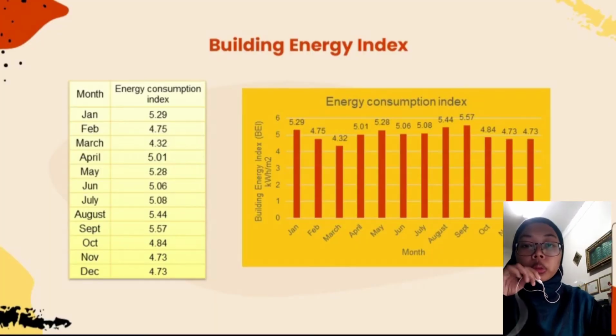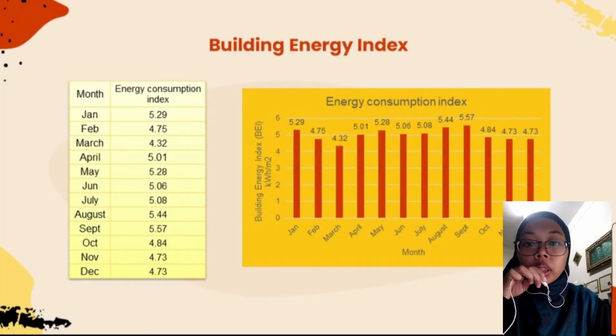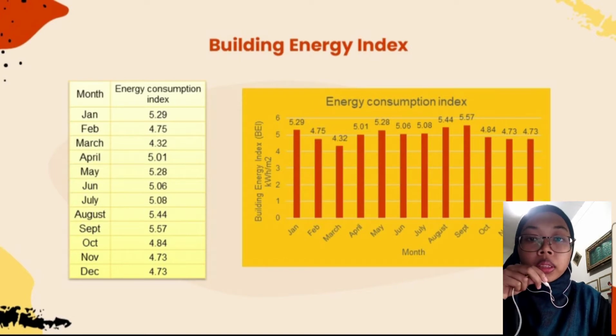Other than that, we can also represent our BEI using a graph, with the energy consumption index and the months. We can see the differences from month to month over the year, covering the 12 months selected. We can also observe and measure the highest and the lowest index consumption throughout the year.